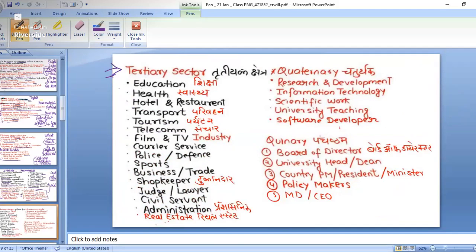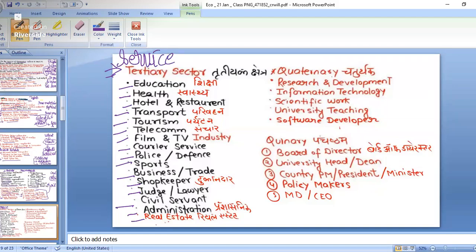Okay. Now we have the tertiary sector examples. In the tertiary sector, we have education, health, hotel and restaurant, transport, tourism, telecom, film and TV, courier service, police, sports, business, shopkeeper, judge or lawyer, civil servant, administration, or real estate. So all those things come under the tertiary sector. It means they will be providing some service. Okay. So they are the tertiary sector.